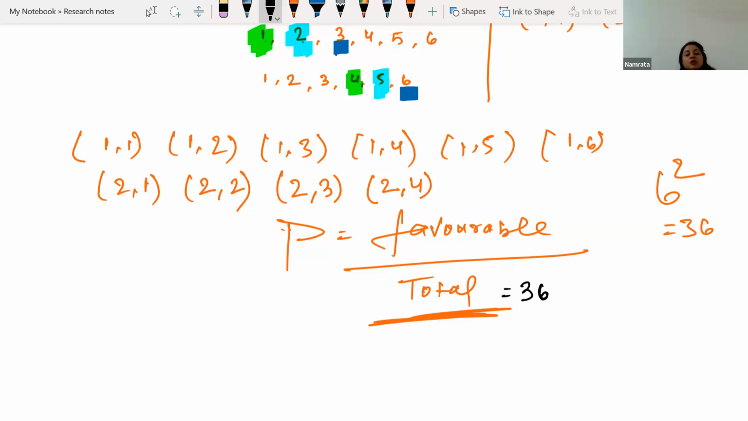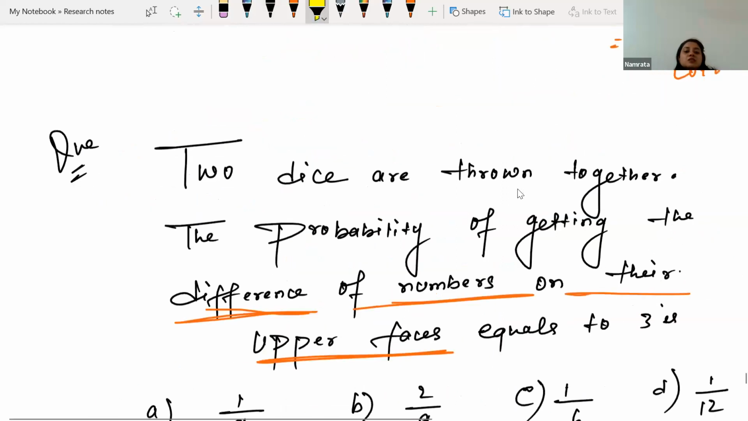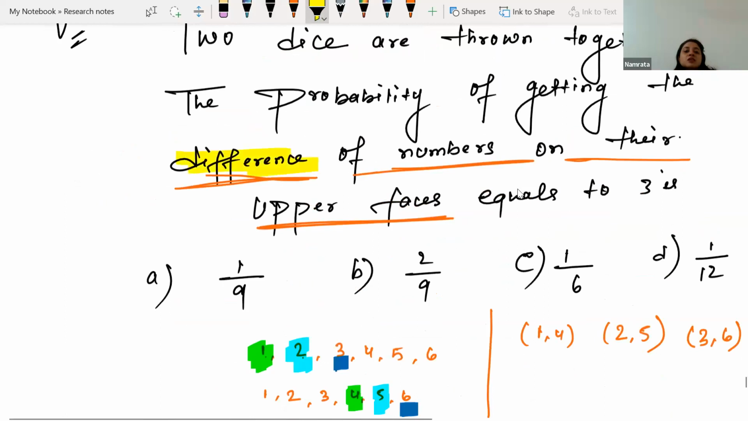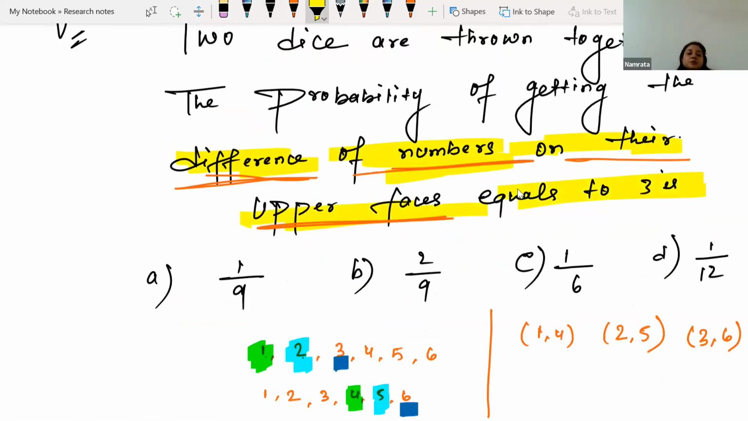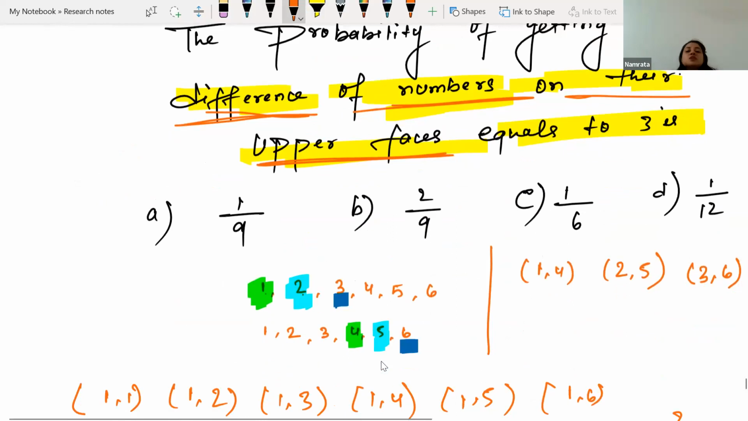What will be the favorable outcome? What's the meaning of favorable outcome? If you focus on the question, it is demanding the difference of the numbers to be 3. That is what we are collecting from here. Yes, perfect, Kiran, your answer is correct. Whoever is confused between 6 and 12, please note, I was asking about the denominator. And if you got confused with the numerator, let's see what exactly we are getting for the numerator now.